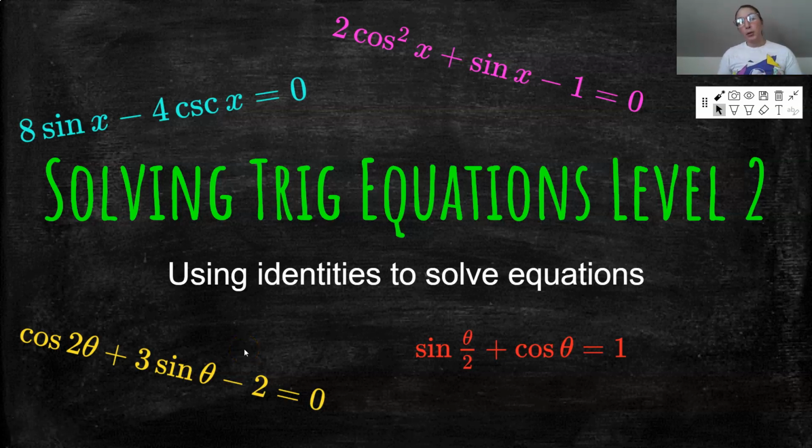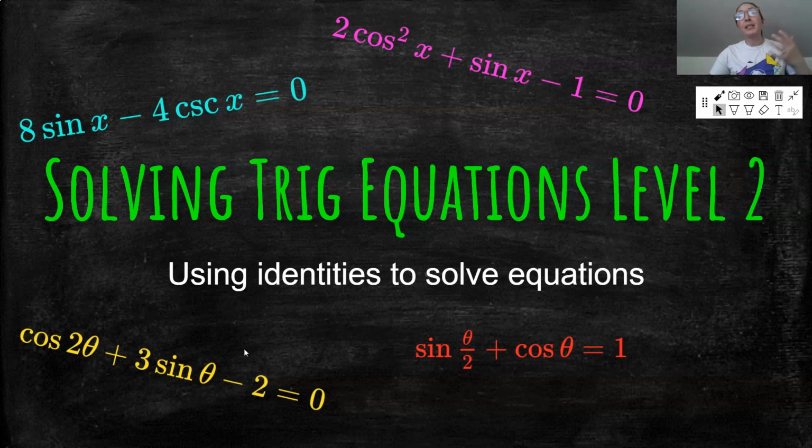So if you watched the Level 1 video, what we did is, yes, we also solved trig equations, but they looked a little different. If you look at the trig equations around the screen, you'll notice these either have two trig functions in the same equation. There's squares floating around, there's a half angle floating around, there's a double angle floating around. So how do we deal with all of this? That's why this is level 2.